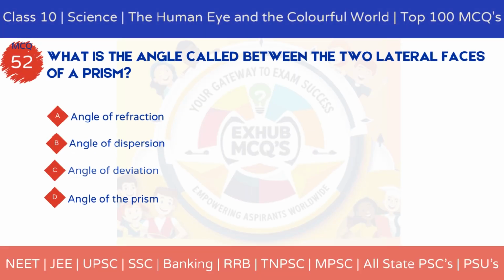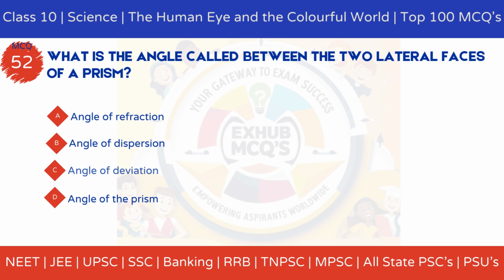CQ52. What is the angle called between the two lateral faces of a prism? Option A, angle of refraction. Option B, angle of dispersion. Option C, angle of deviation. Option D, angle of the prism.